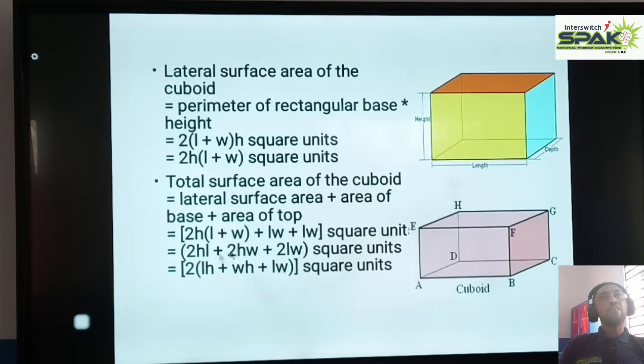And lastly, we have the volume. The volume of a cuboid is the product of all the 3 dimensions. That is, the height multiplied by the length multiplied by the width. So to find the volume of a cuboid, we have length times width times height, which can also be length times breadth times height. So that is the volume of a cuboid.